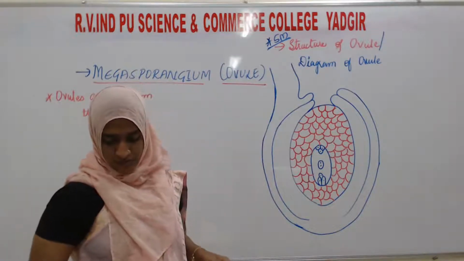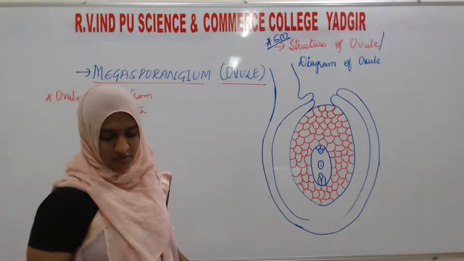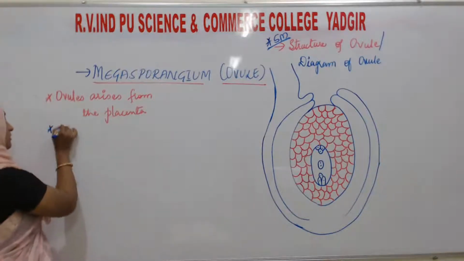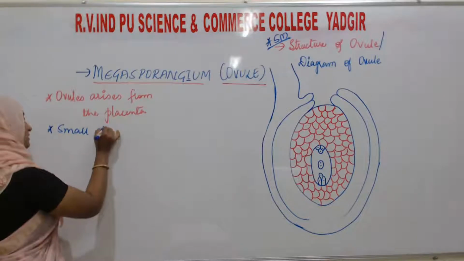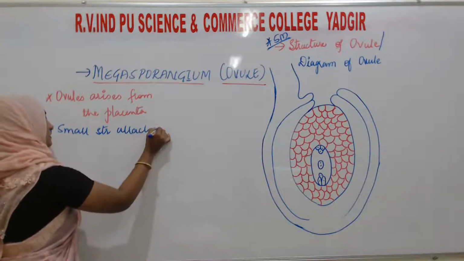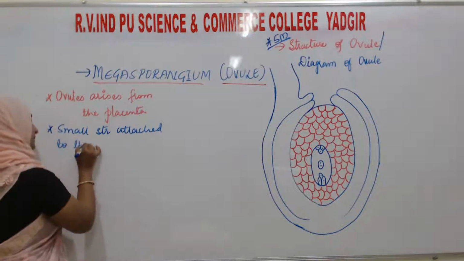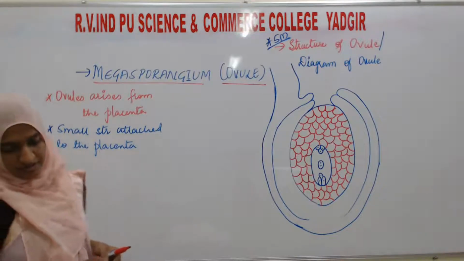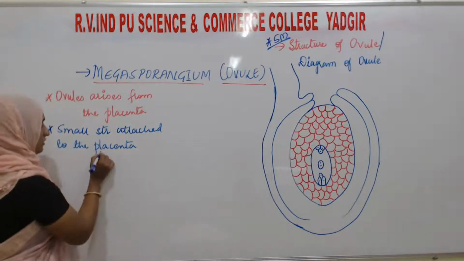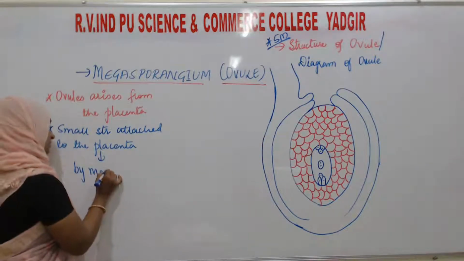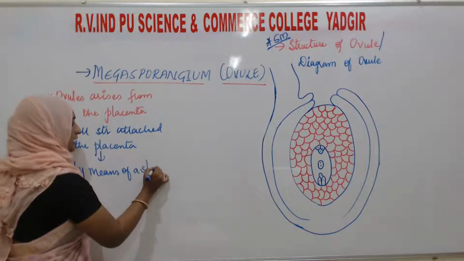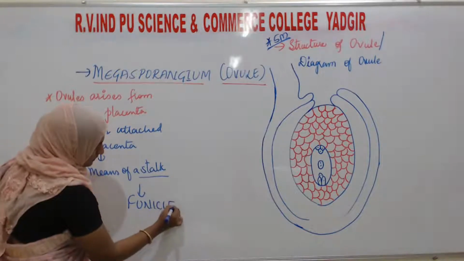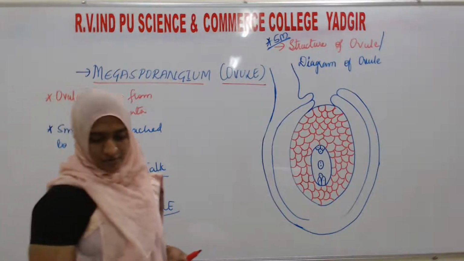Now see here, this is the ovule. It is one of the small structures attached to the placenta. Which structure attaches it to the placenta? It is attached by means of a stalk, and that stalk is known as the funicle.